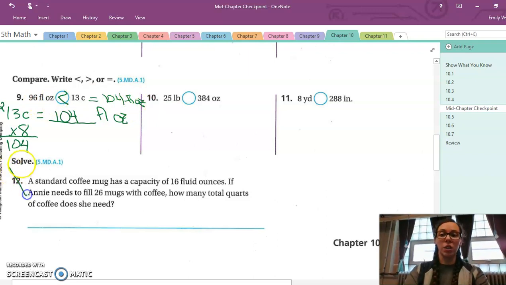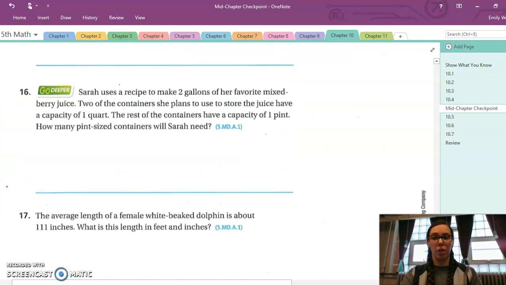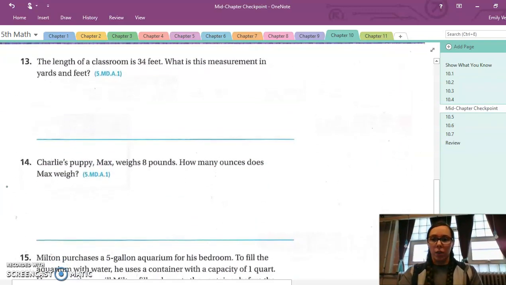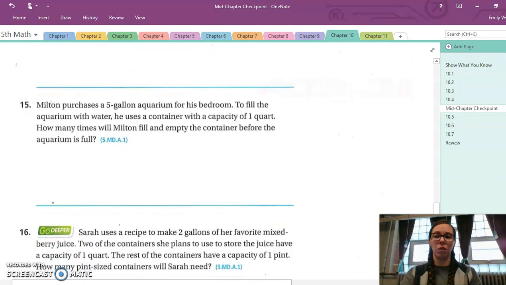Okay, cross out number 12, go on to the back. Okay, let's see. I think 13 and 14 you can do on your own. Let's look at number 15.